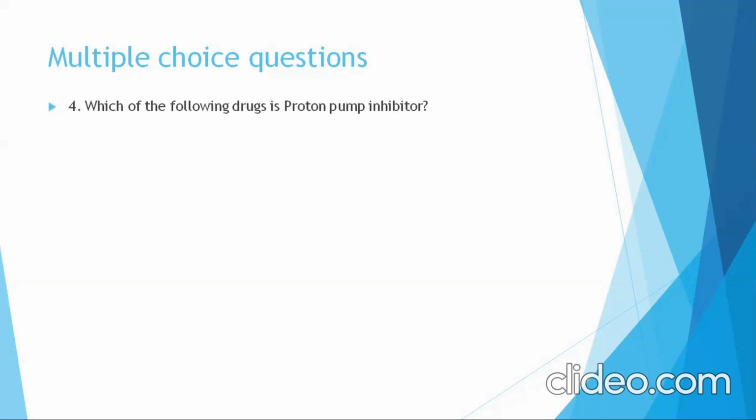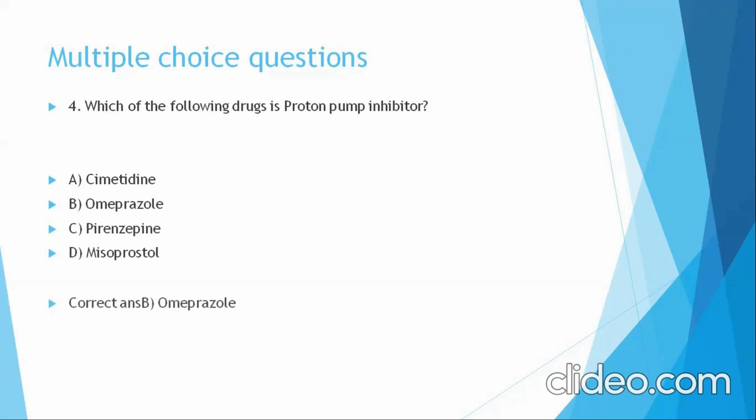Next question is, which of the following drugs is a proton pump inhibitor? The options are cimetidine, omeprazole, pirenzepine, misoprostol. The correct answer is B, that is omeprazole. Omeprazole and lansoprazole are drugs that belong to the category of proton pump inhibitors.